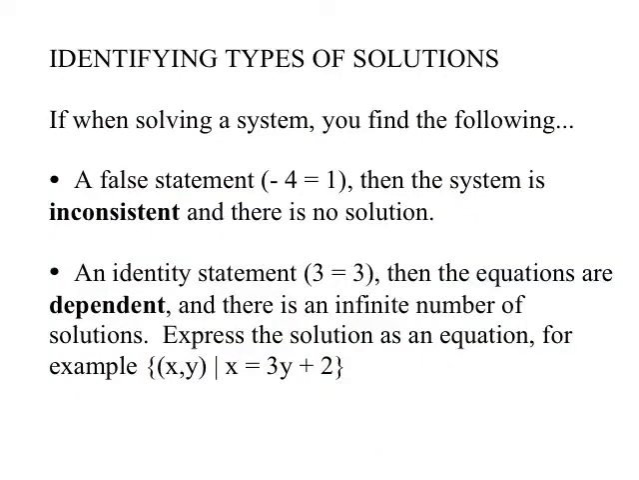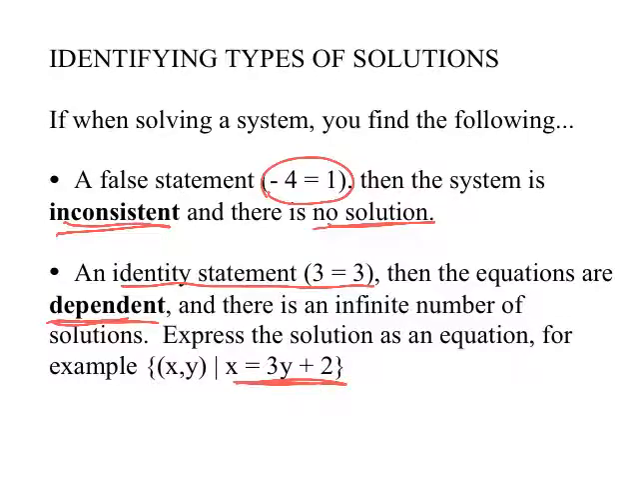So what would happen if you didn't have a consistent independent system? Well, if your system ends up being inconsistent, you're going to end up with, when you're solving, at some point a false statement, and then you know there's no solution. Or let's say when you're solving, you end up with some sort of identity statement. 3x equals 3x, 2 equals 2. Then the equations are dependent and you end up with the same equation and there is an infinite number of solutions. And then you have to express the solution as an equation, one variable in terms of the other.